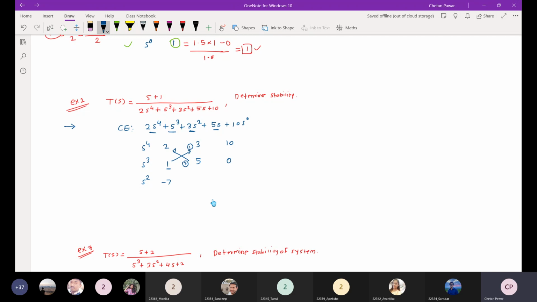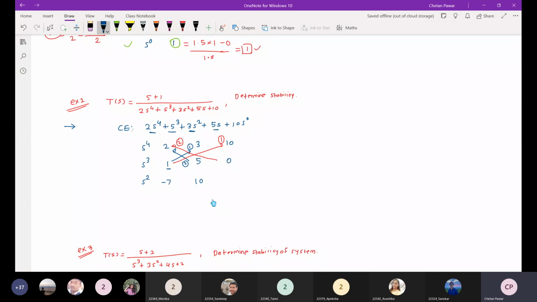Now I want to find out the second element of this row. Okay, so now I will take the product of this 1 into 10, this is my first term, minus 2 into 0, this is my second term. So that divided by 1, so that will be 10 minus 0 divided by 1, so that will be 10. Okay, so I replace this element with 10. So I have found two elements of the second row, S square row.